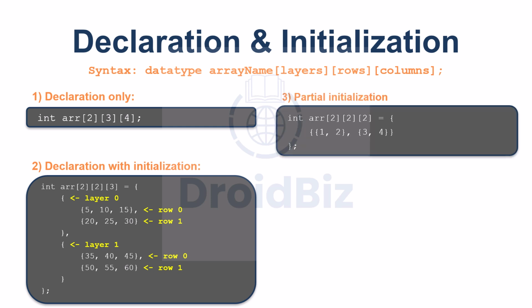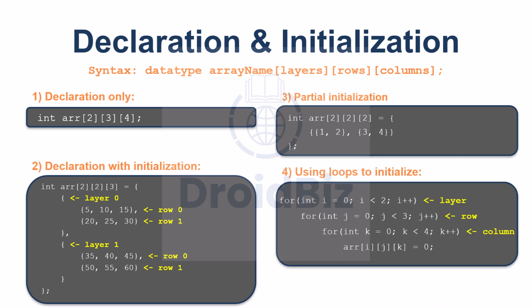Method 3. Partial initialization. You can initialize only some elements. The remaining elements automatically become 0. Method 4. Using loops to initialize. You can use 3 nested for loops. The outer loop goes through layers, the middle loop through rows, and the inner loop through columns. Remember, all dimensions must be specified at declaration. Nested braces organize data by layers, rows, and columns.